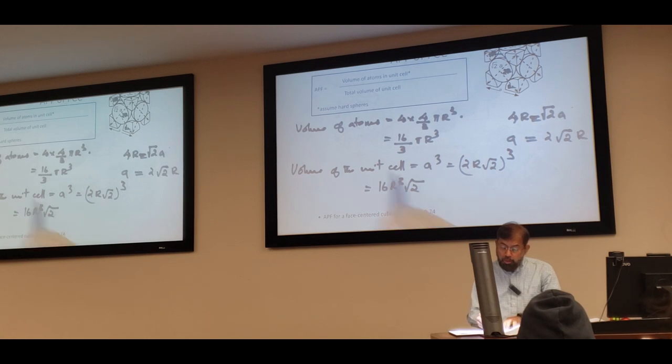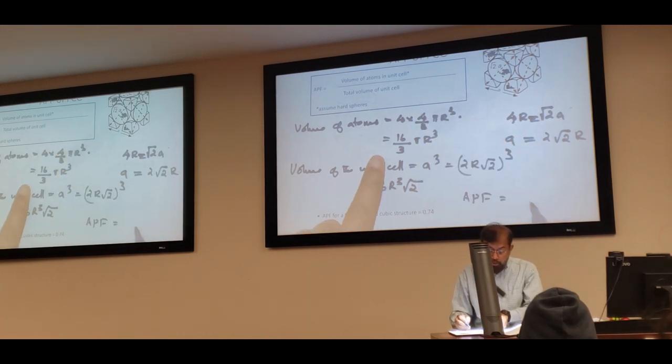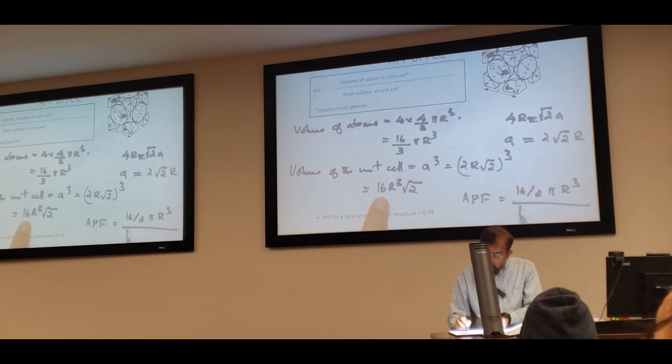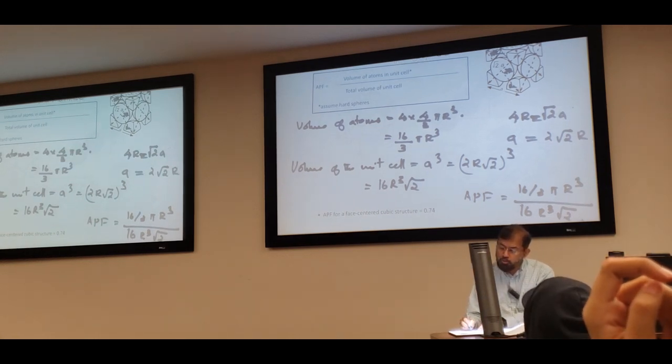So now we can put in the atomic packing factor. The atomic packing factor is equal to the volume of atoms in the unit cell, which is 16 over 3 pi r cube, over 16 r cube into square root of 2, which is 0.74.